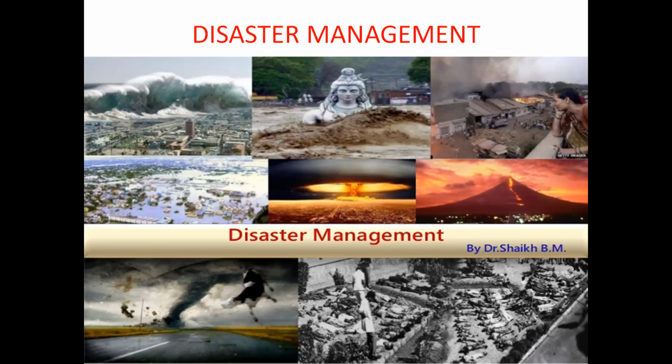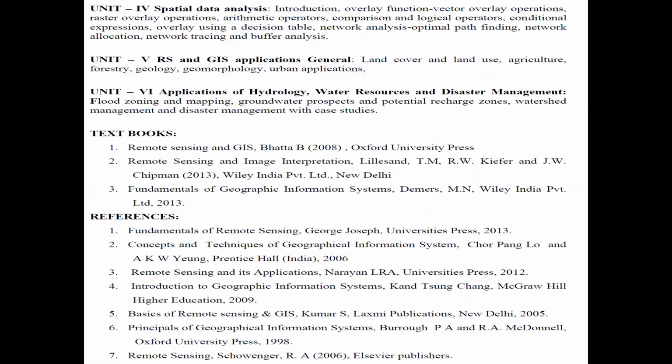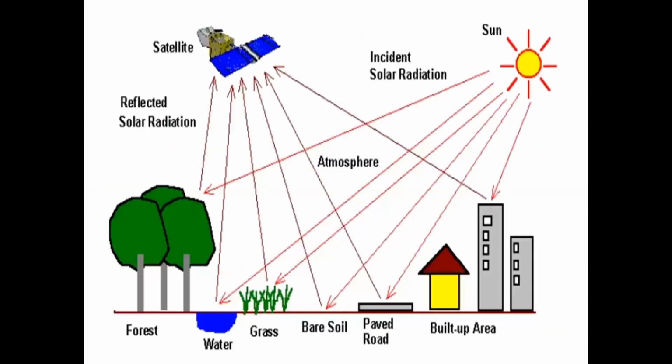That is the main advantage for remote sensing and GIS applications. See, this is the total overall information for the remote sensing and GIS applications. Overall 6 units: application of hydrology, water resource and disaster management, remote sensing applications and GIS applications, spatial data.